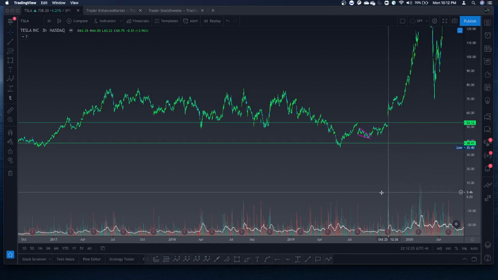I hope you guys enjoyed just covering the simple basics of how to read a chart: price, time, support, and resistance.